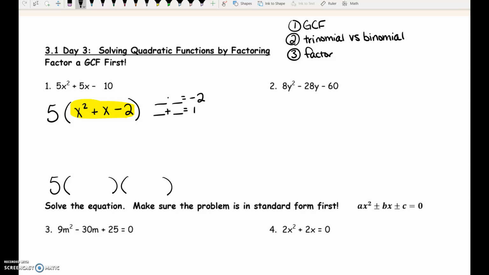That would be negative 1 times 2. And since the a value is 1, since there's a 1 in front of the x squared, this is just simply x minus 1, x plus 2. And that one is done.